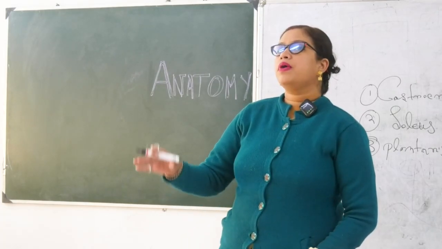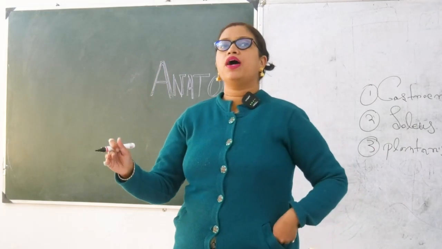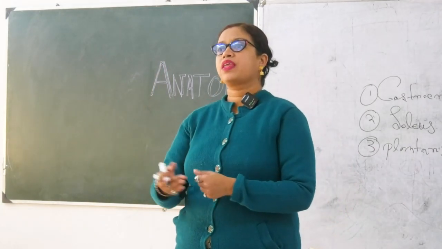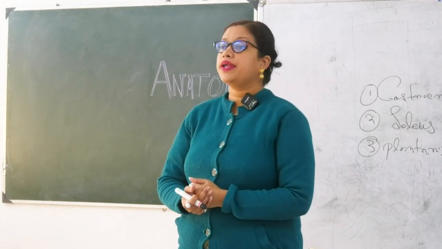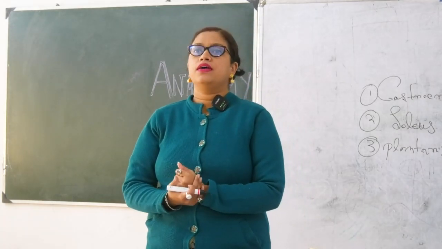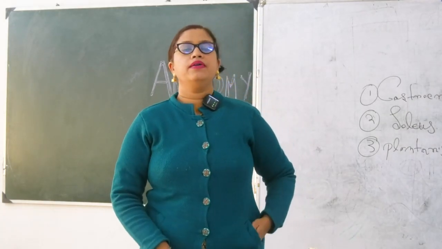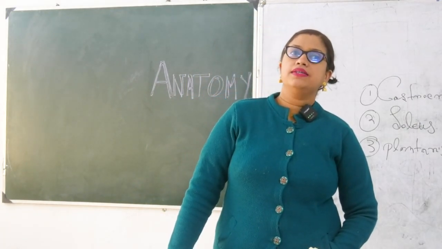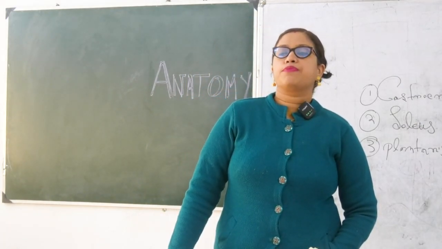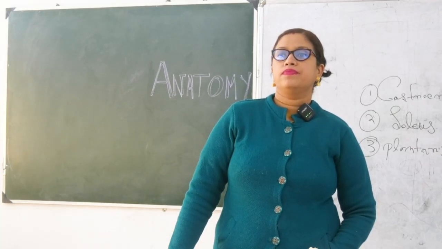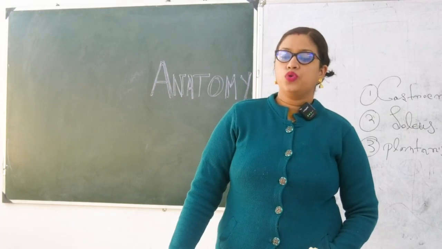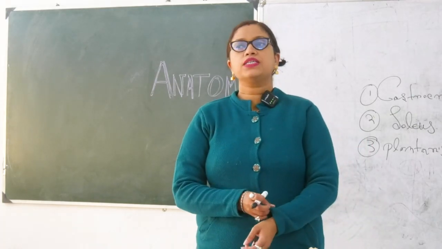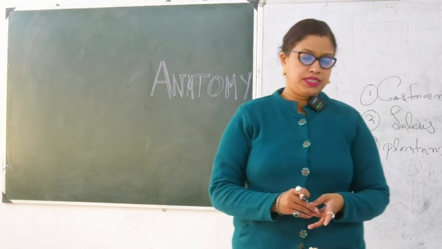And remember, for getting the deep compartment, what do you have to cut? The capsule of knee joint. Write it down. To get the muscles of the deep compartment, you have to cut the capsule of knee joint. So first one we will discuss is the popliteus.